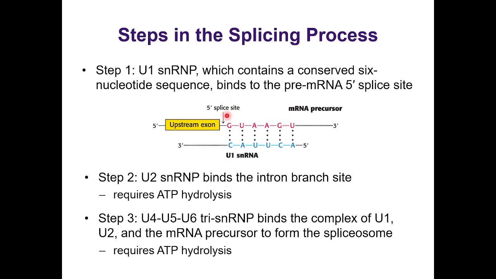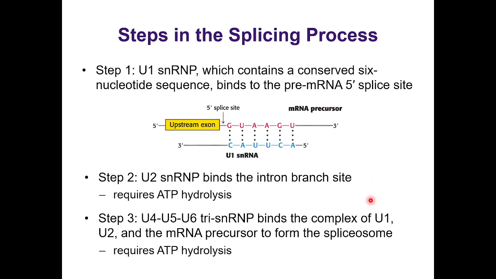And remember that it needs to do this in such a way that it's going to bind right here, which is right after the upstream exon. Okay? If you mess this up, you would actually start cutting off the exon. Or you would start leaving groups on in the mRNA into the exon. Okay? So it has to be very highly conserved.